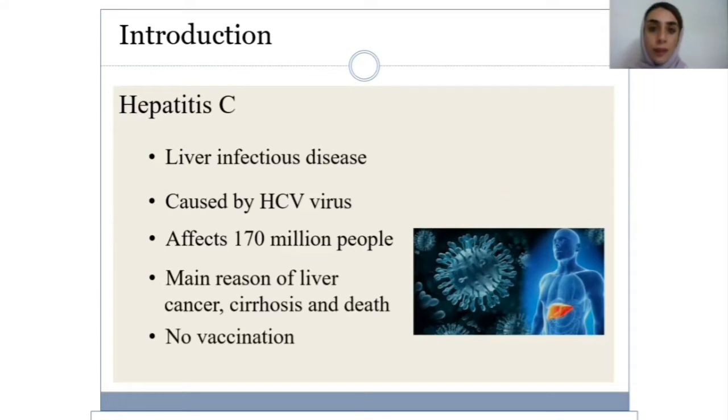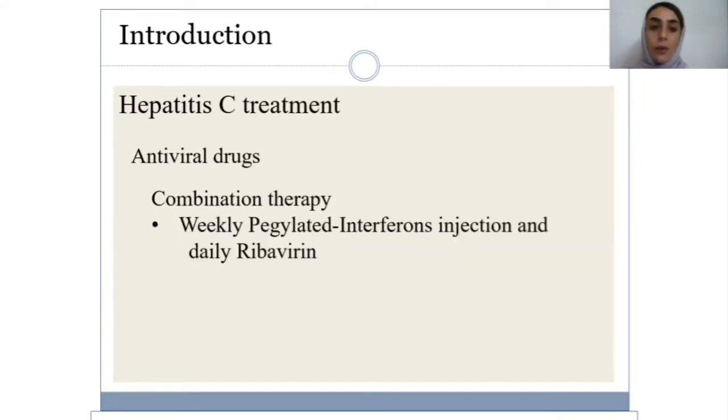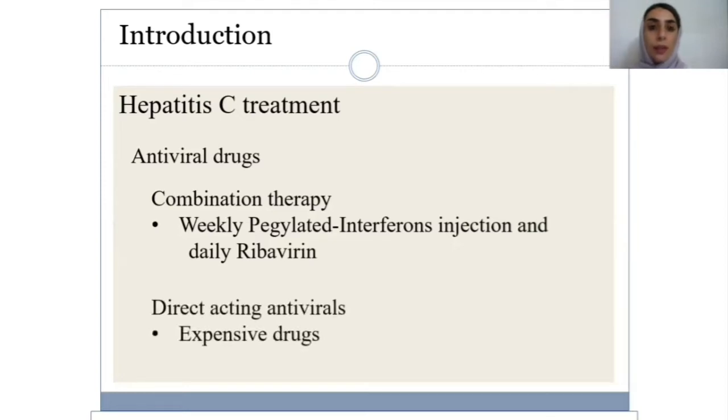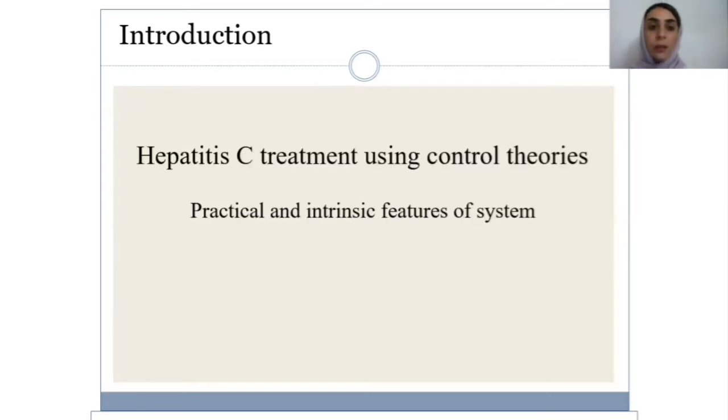Unfortunately, there is no effective vaccination for the disease, and therefore antiviral drugs are utilized for the treatment of the infection. Combination therapy, which consists of weekly pegylated interferon injection and daily consumption of ribavirin, and also using direct-acting antivirals, are the current treatment methods of HCV infection. Due to the unavailability of the vaccination and also progress of the infection to other dangerous diseases like cirrhosis, cancer, and finally death, many researches have been carried out for proposing an effective treatment strategy by using control theories.